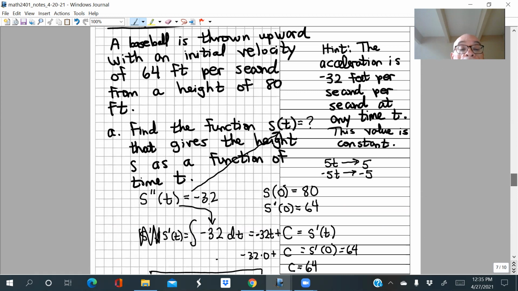In this equation, by the way, that we started off with, s double prime of t equals minus 32, notice that is an equation that involves the derivative of this function s, right? We wrote down this equation that involves the derivative of this function s. Such an equation is called a differential equation. So differential equations are incredibly important in science. I can't overstress their importance in science.